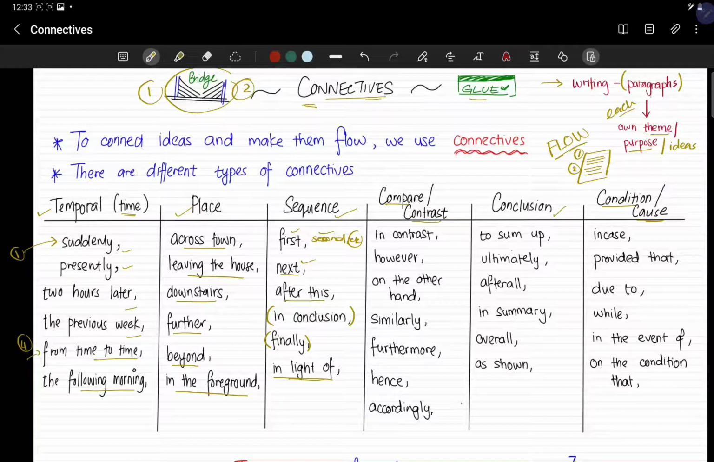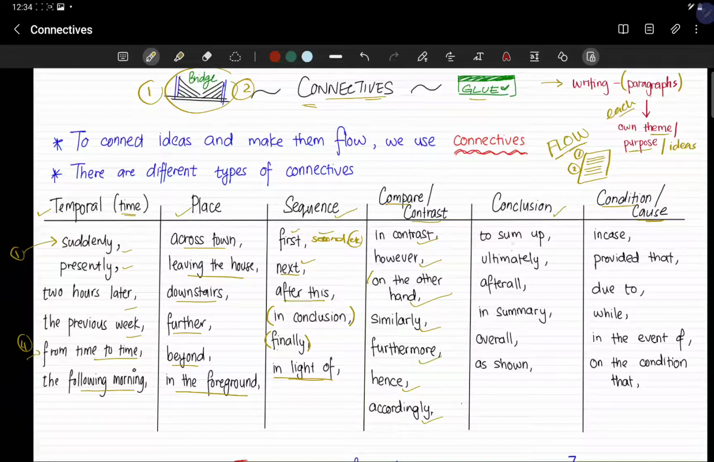To compare and contrast, we can use in contrast, however, or on the other hand. This mostly shows contrast, which means you're showing me one idea and how it's different from another idea. But if two ideas are similar, we can use similarly, and if you want to elaborate more, you can use furthermore, hence, and accordingly.